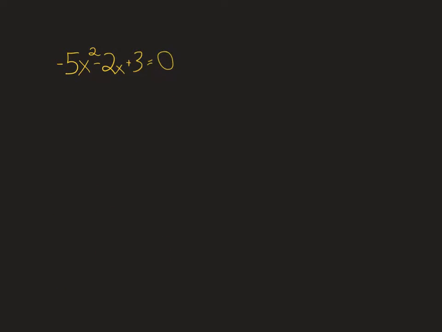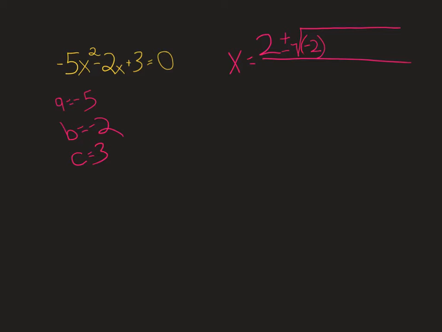Okay, it already equals 0, so I've got an A, a B, and a C, and we just plug in. Negative B means positive 2, plus or minus the square root of B squared, that's negative 2 squared. Remember, that's going to become positive 4. You'll always have that work out to a positive. Times 4 times A, negative 5, times C, 3, all over 2 times A, negative 5.